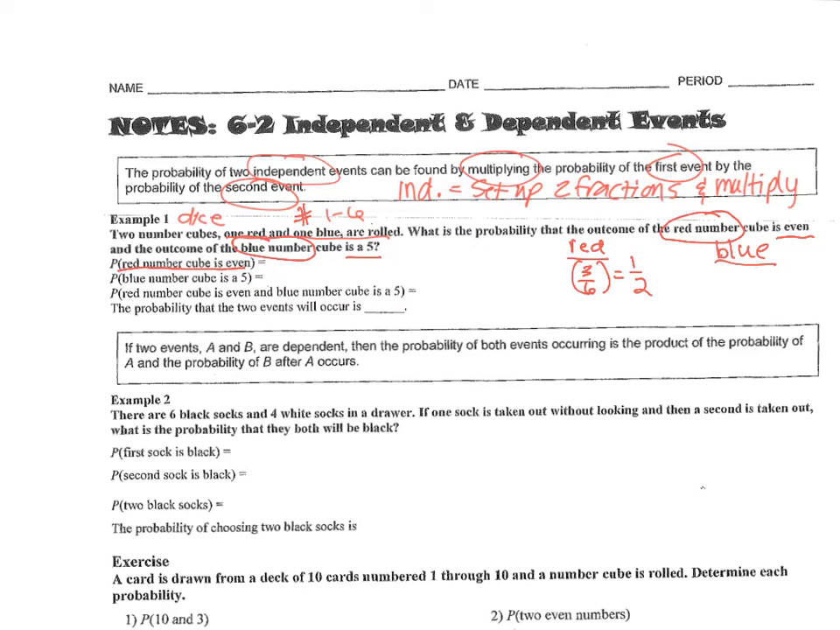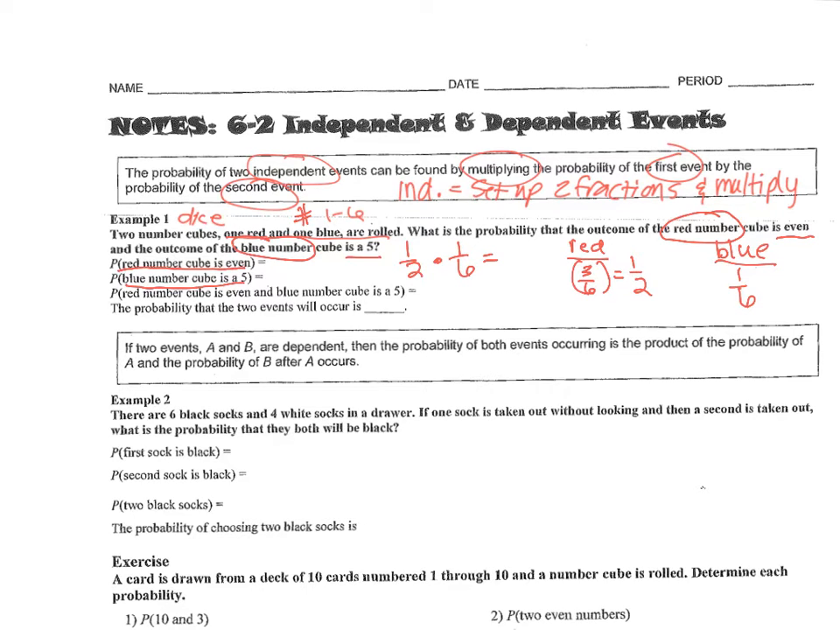Now ignore the red. We're looking at the blue. The probability that the blue number cube will roll a 5 is 1/6. So we did exactly like we did yesterday. We just did it twice with two different events. Now all we have to do is multiply those two numbers together. So 1/2 for the red cube times 1/6 for the blue cube. Remember, if you're multiplying fractions, you just multiply across. The denominators don't matter.